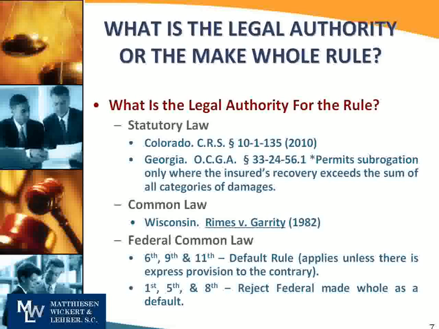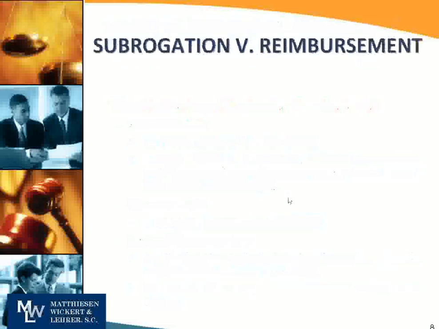In addition to the state common law, there is federal common law. So if you're in a federal court, the federal judiciary has adopted the made-whole doctrine in some circuits as a default rule. The 6th, 9th, and 11th are examples of federal circuits that apply that as a default rule. And we can talk about what language is necessary to get around that default rule. Other courts have rejected it as a default rule. You just need to know exactly what circuit you're in and whether they've adopted that as a default rule as it comes to your case.